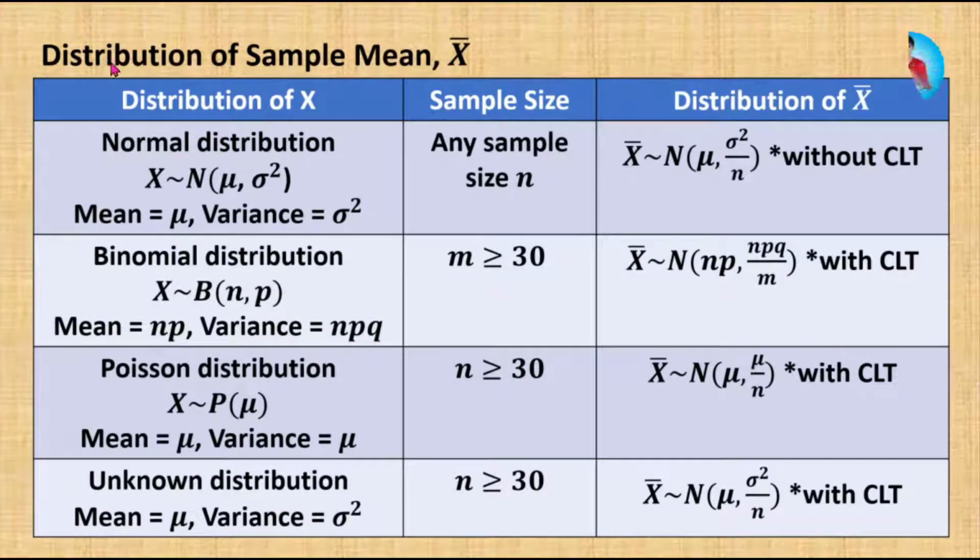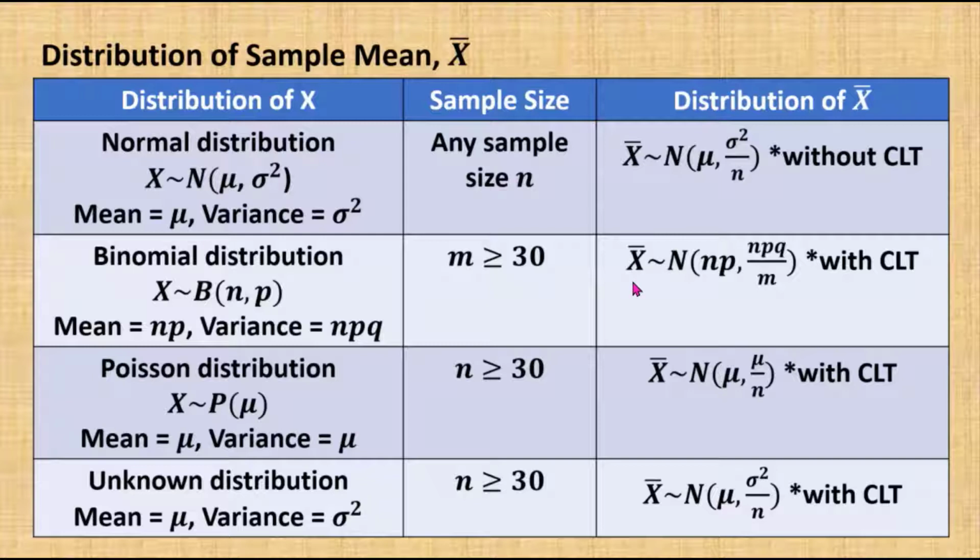Now we are going to discuss the distribution of the sample mean based on the different types of distribution of the random variable X. First, when X is a normal distribution with mean mu and variance sigma squared, then the distribution for the sample mean is also normal with mean mu and variance sigma squared divided by the sample size, without using the central limit theorem, and it is valid for any sample size.